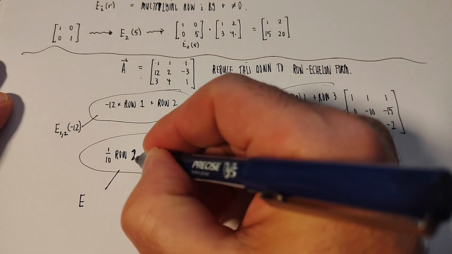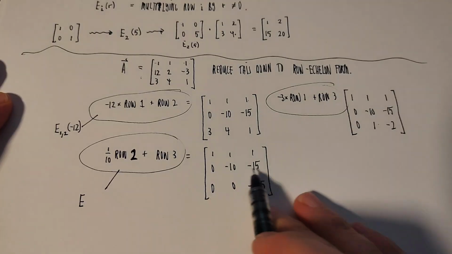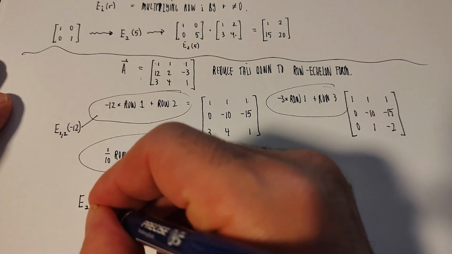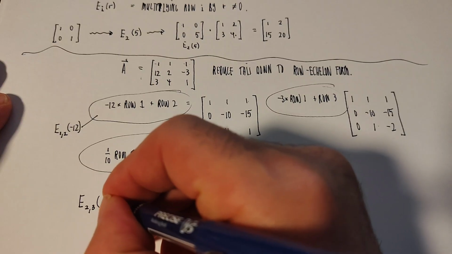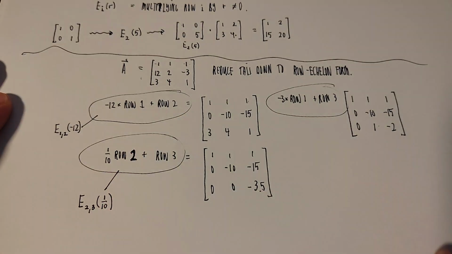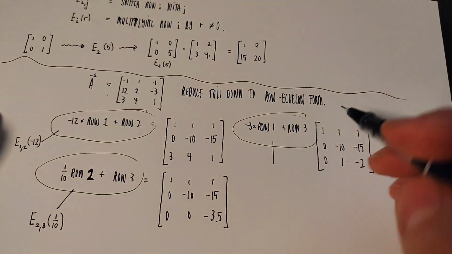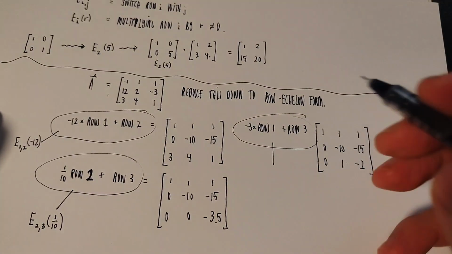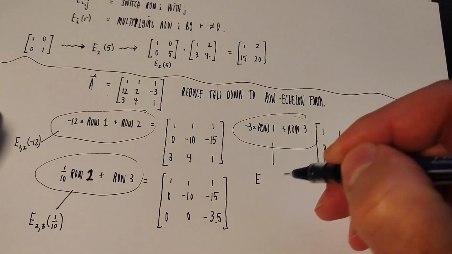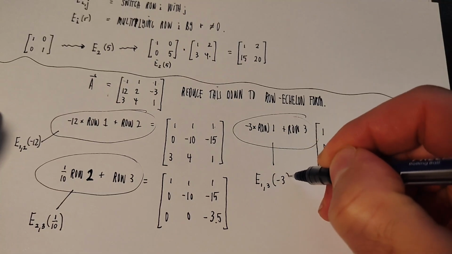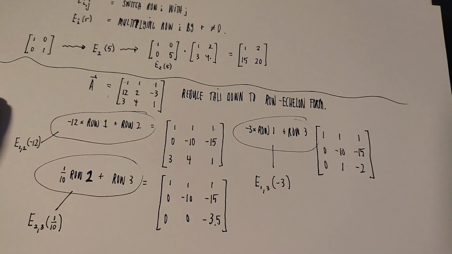This should be 2 here, not 1. We took 1/10 of row 2, not 1. This is going to be E 2, 3 of 1/10. And then this one here is E of 1, 3, negative 3. All right.